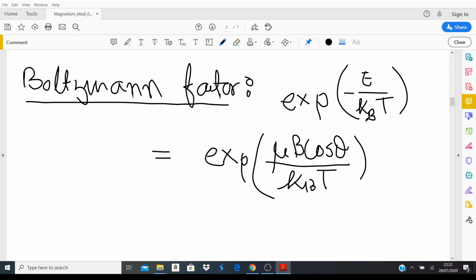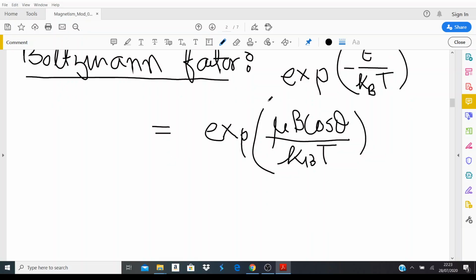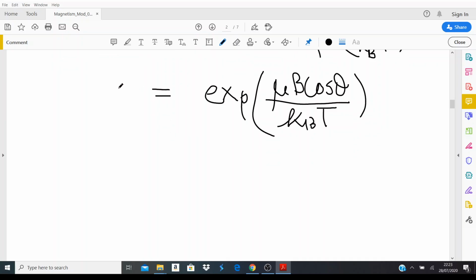That's your first year thermodynamics. So that amount of thermal energy will try to disrupt the alignment, right? That's why you will see that you need a higher magnetic field to align all the moments, because you have to beat the thermal fluctuation, right? So that's one important point to remember. And we are bringing in the temperature through this Boltzmann concept, right?